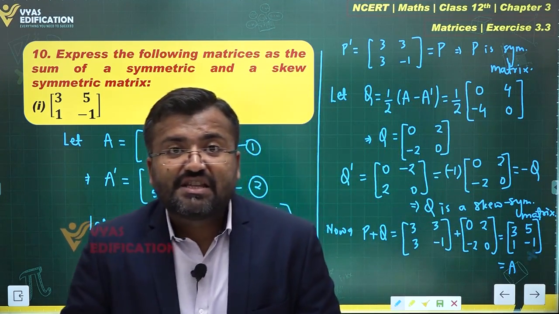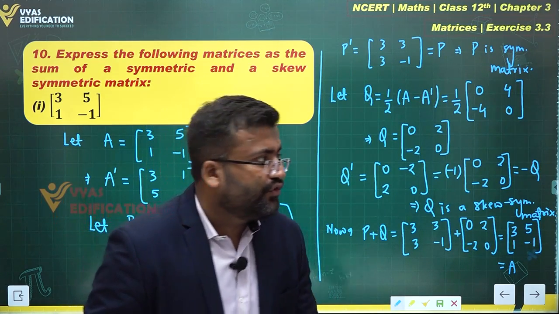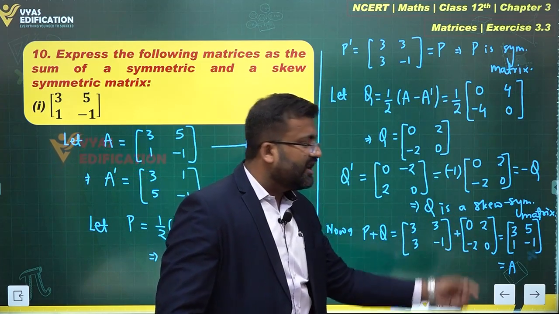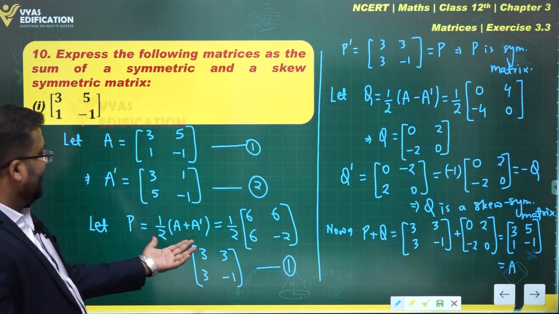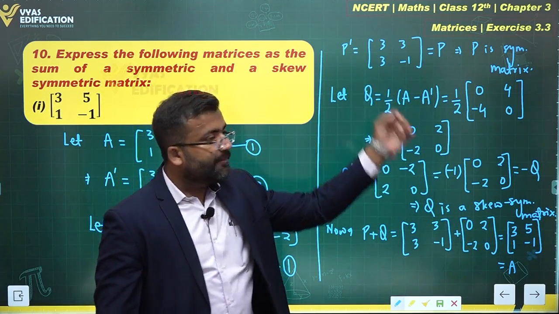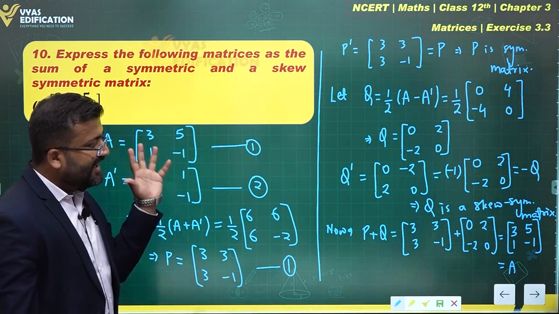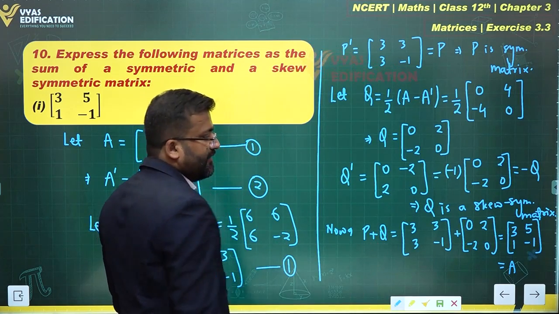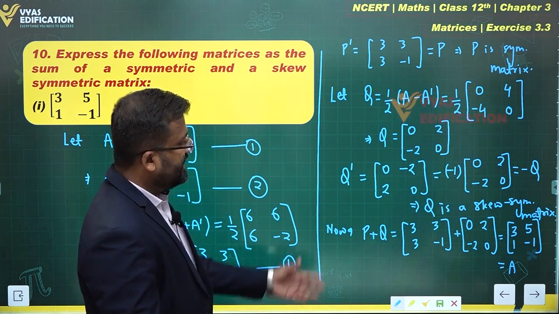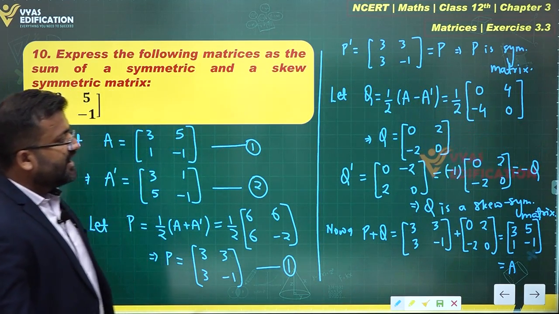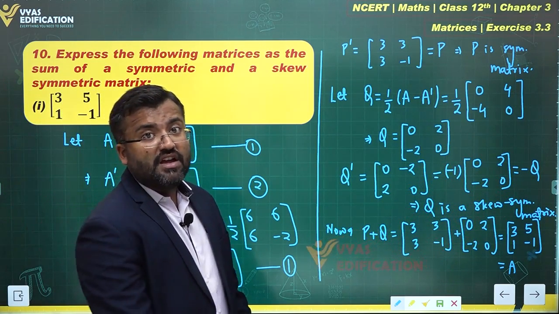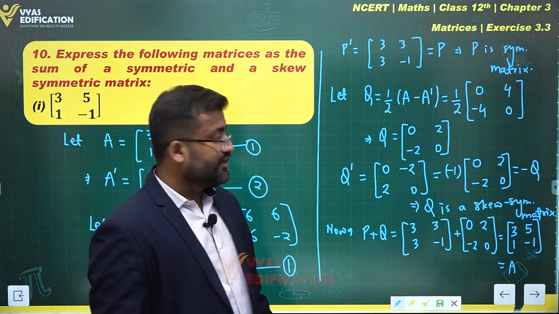Basically, A has been written as a sum of two matrices P and Q, where P is a symmetric matrix and Q is a skew symmetric matrix, using this idea and this idea over here. Is that all? That is all for this part over here. Let's move on to the next part for this question.